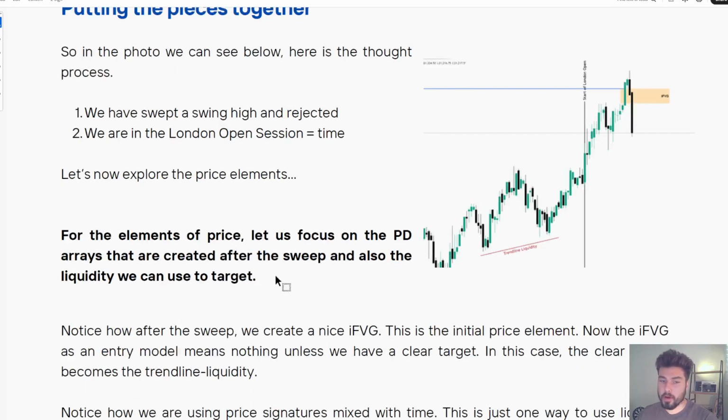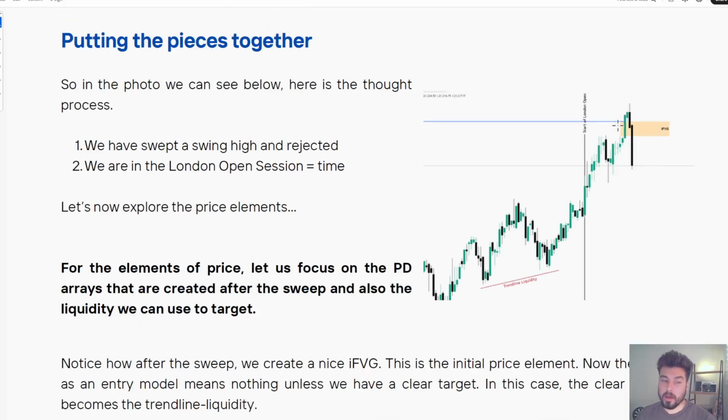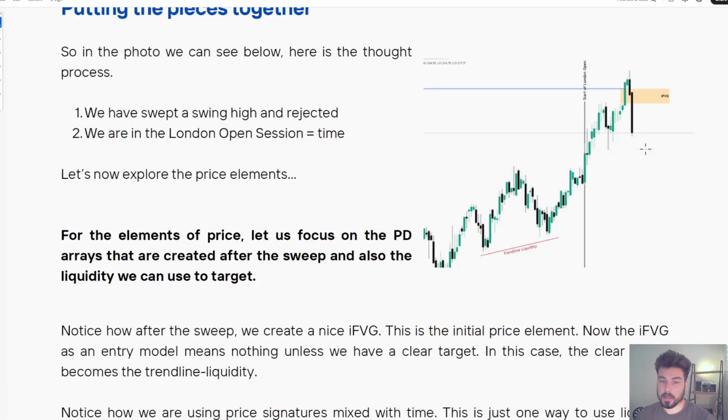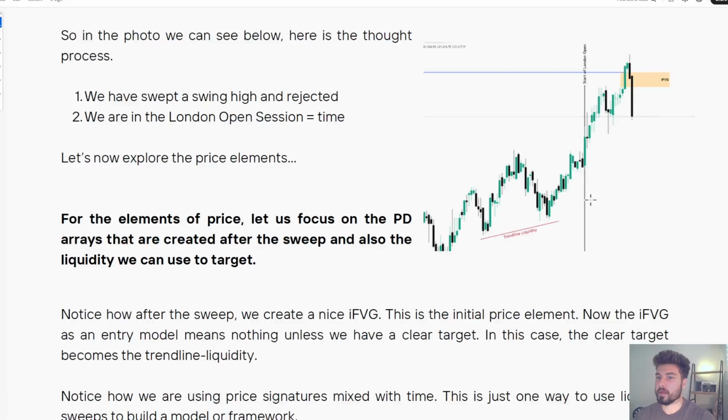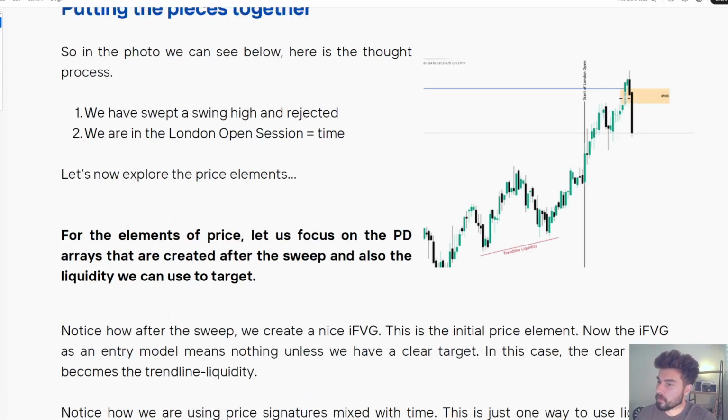So for the elements of price, let us focus on the PD arrays that we've created after the sweep, and also the liquidity we can use to target. Now, what I've said here is notice that after the sweep, we create that nice inversion fair value gap. Really nice. Nice big displacement inversion directly after the sweep. That's important. Remember I talked about how when we sweep liquidity, you don't want to just push straight through. You want price to react after sweeping it. That is beautiful.